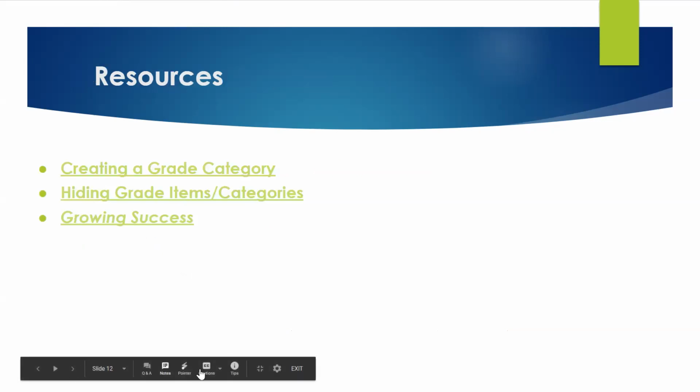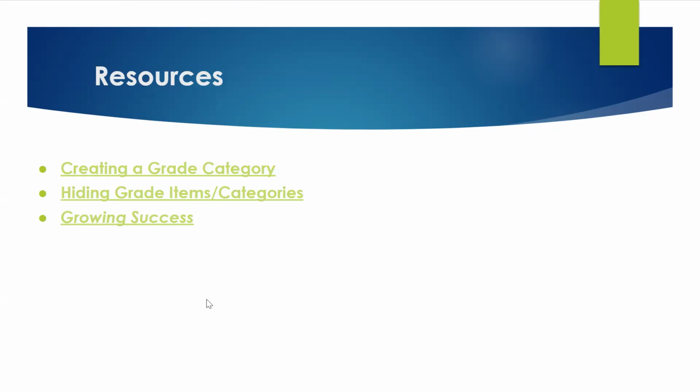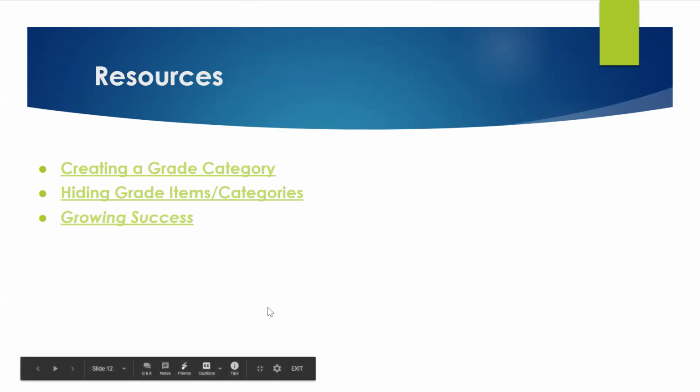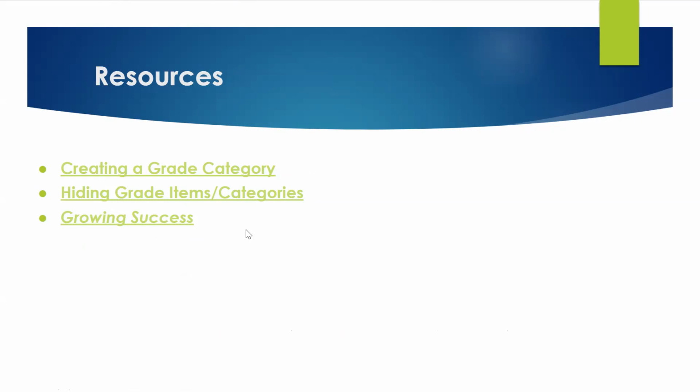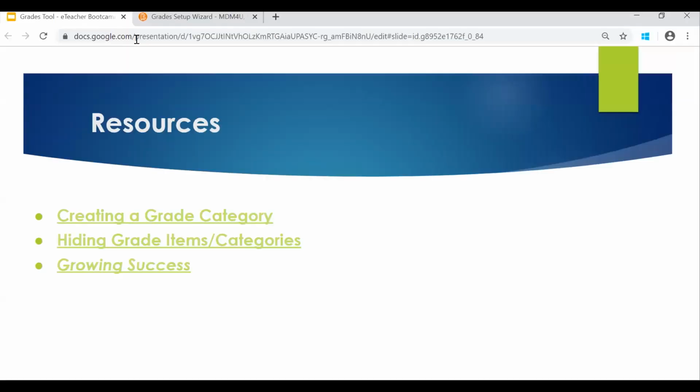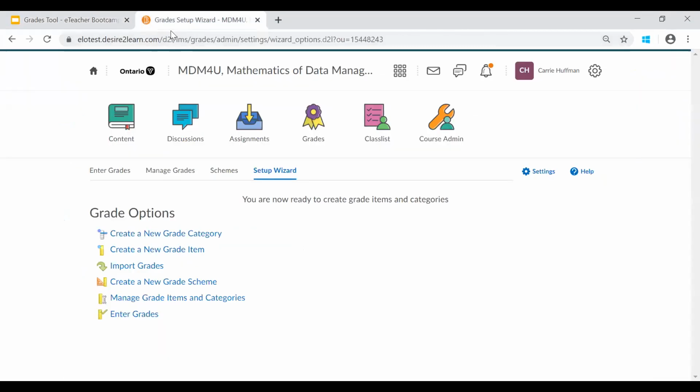And again, just as in the last section, we just wanted to provide you with some additional resources outside of this slide deck. So if you need some help creating a grade category or hiding grade items or categories that you maybe don't want to include in that final assessment, there's a link to Growing Success to support, or if you have any questions about it, we have included all of those here. So what I'm going to do now is flip back to my course and talk a little bit about creating a new category.